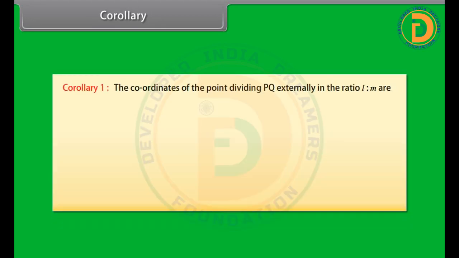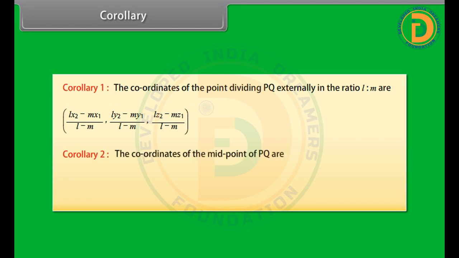Corollary 1. The coordinates of the point dividing PQ externally in the ratio l is to m are (l x2 minus m x1) divided by (l minus m), (l y2 minus m y1) divided by (l minus m), (l z2 minus m z1) divided by (l minus m). Corollary 2. The coordinates of the midpoint of PQ are (x1 plus x2) by 2, (y1 plus y2) by 2, (z1 plus z2) by 2.